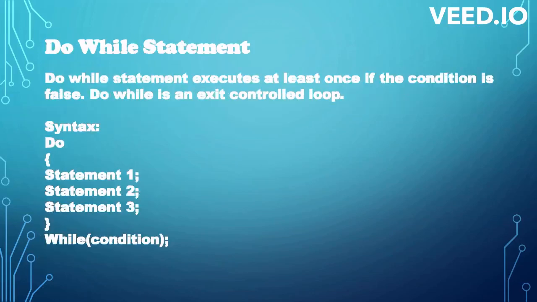So, do while is an exit control loop, whereas while is an entry control loop. In do while, we are terminating the while loop at the last. Whether the expression is true or false, it will execute the block. Even if the expression is false, it will execute the block, because in do while, the condition is that it executes the block at least once.